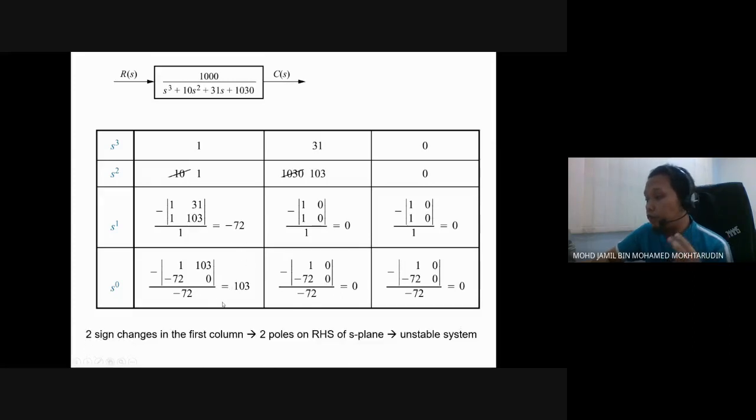So there are two sign changes. Whenever you have two sign changes in the first column, meaning that you have two poles on the right hand side of your S-plane. Whenever you have one sign change or at least one sign change, then the system will be unstable. Okay, so hopefully you understand this part.